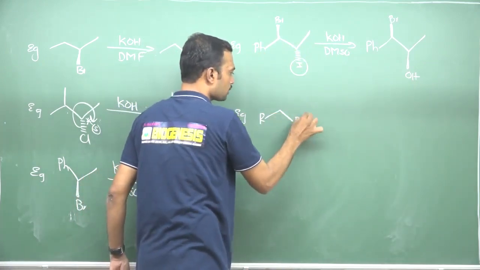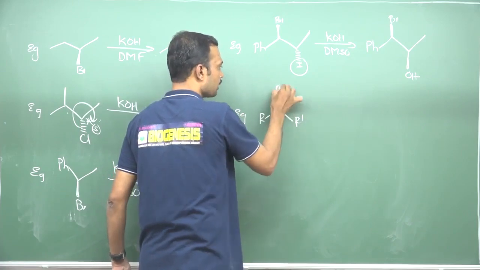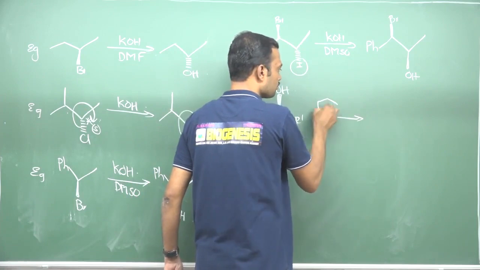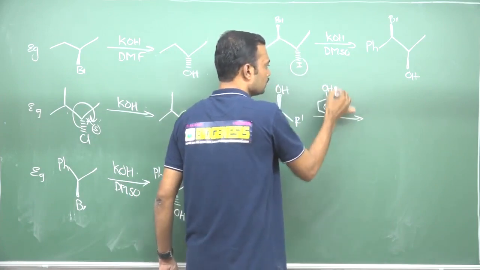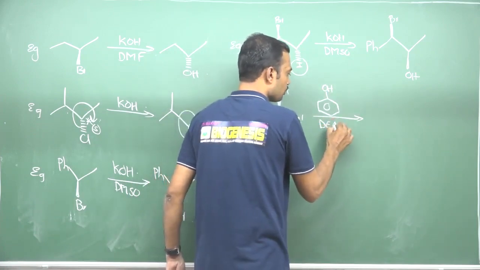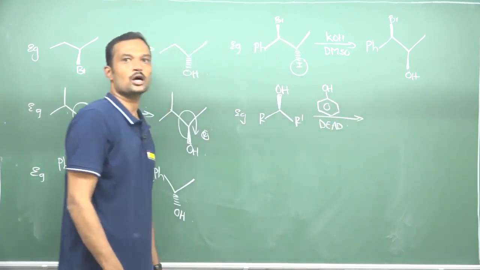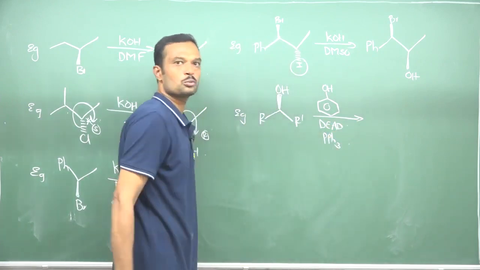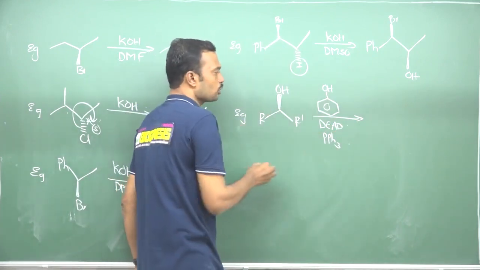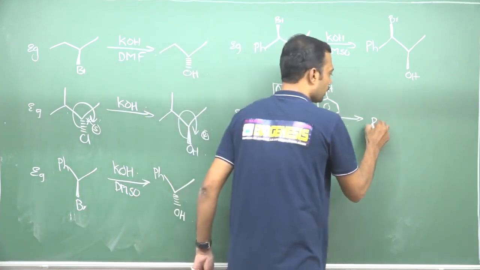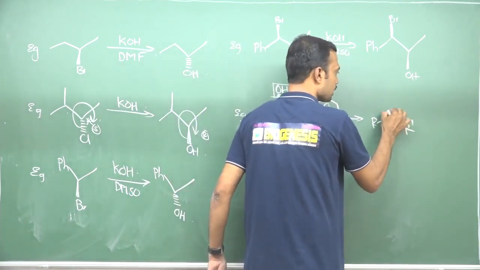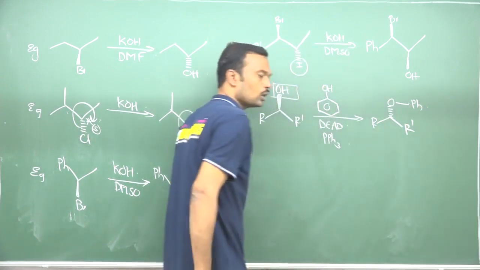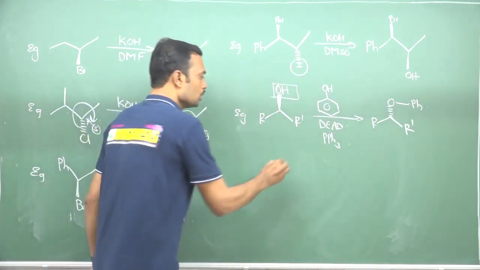Now we can also expect this kind of reaction like this. Here I am writing an alcohol. Now I am using a phenol. Phenol reacts in the presence of diethyl azodicarboxylate and triphenylphosphine. This is called the Mitsunobu reaction. Then what happens? This nucleophile is going to replace this one, and finally we get R-O-R'. This exactly inverts the configuration. So here oxygen is directly attached to the phenyl ring. This is called an SN2 reaction. It is also called the Mitsunobu reaction.